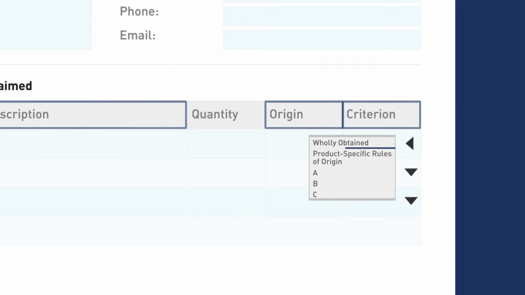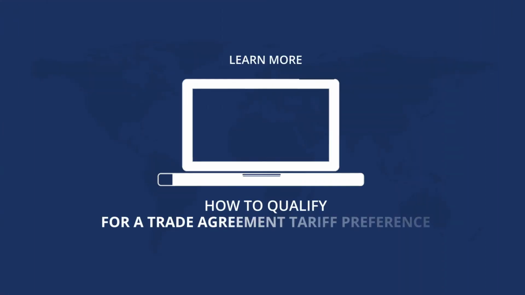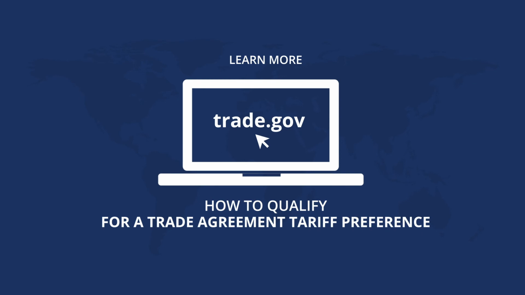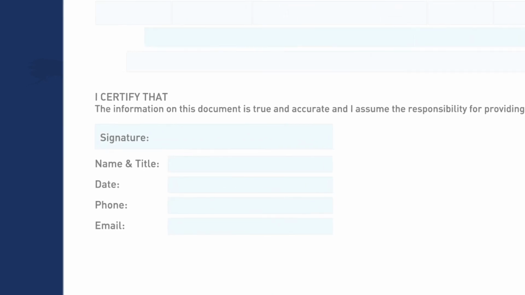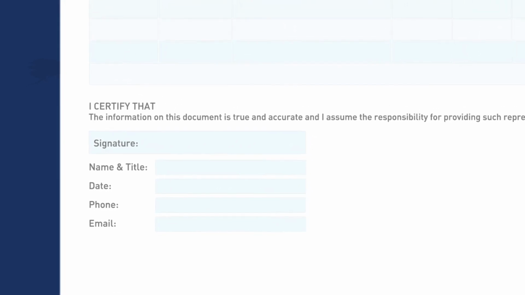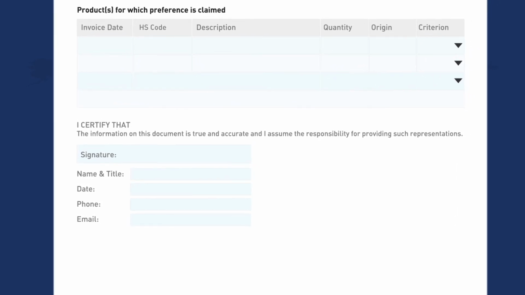If using a product-specific rule of origin, describe how you determined the requirement was met. If you need more information on how to qualify for a trade agreement tariff preference, visit trade.gov. Finally, include the name of the certifying person and the person's contact or other identifying details. That person should then sign the document.